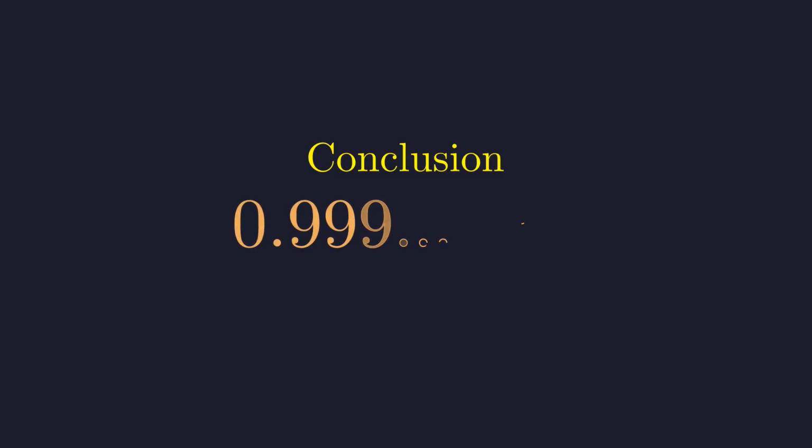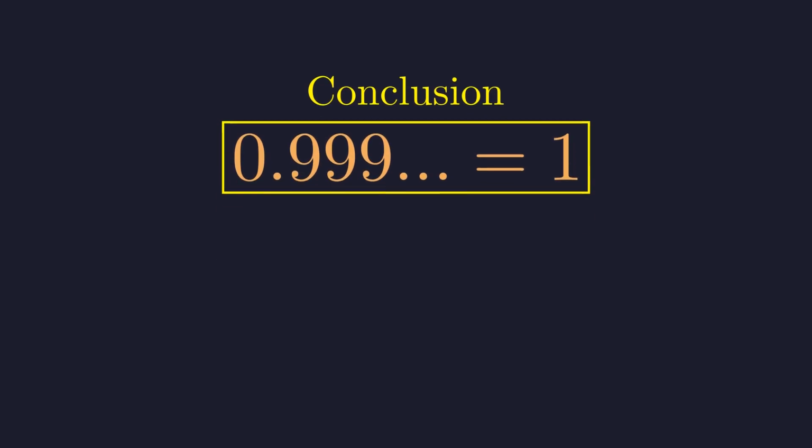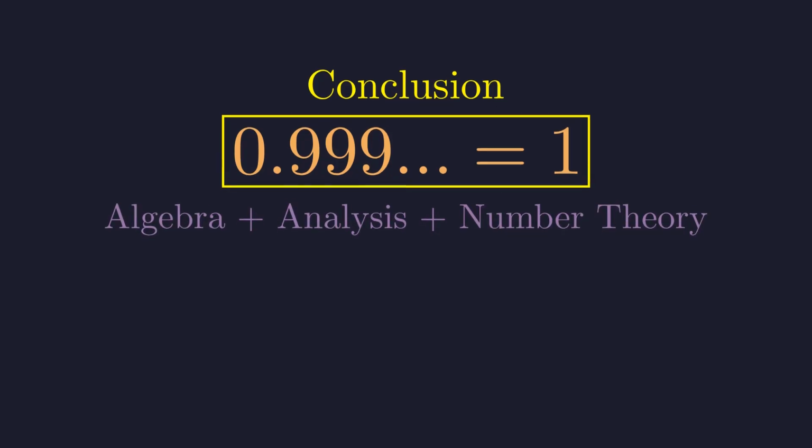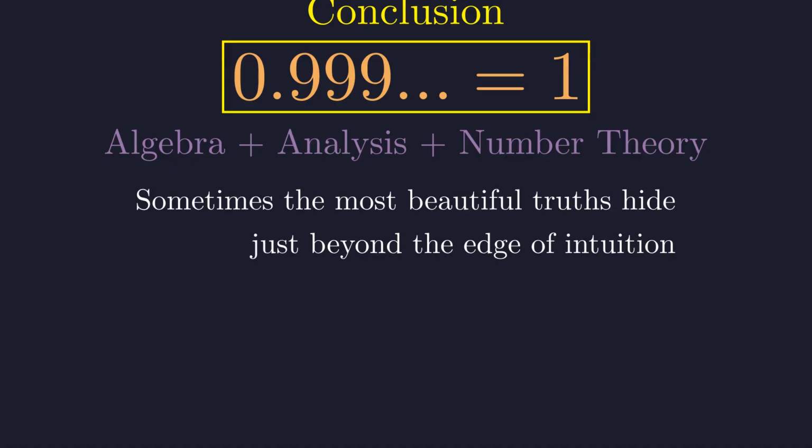So we've seen 5 different proofs, each offering its own perspective on why 0.999... equals 1. Not approximately, not infinitely close, but exactly equal. This equality sits at the intersection of algebra, analysis, and number theory. The next time you encounter something in mathematics that feels impossible, remember 0.999... equals 1. Sometimes, the most beautiful truths are hiding just beyond the edge of what feels obvious. Thanks for taking this journey into the infinite with me.